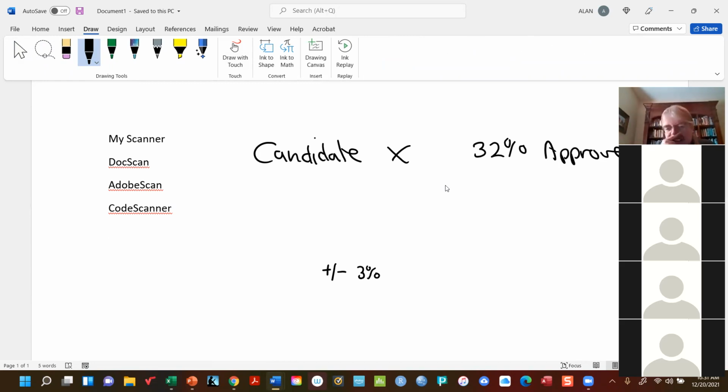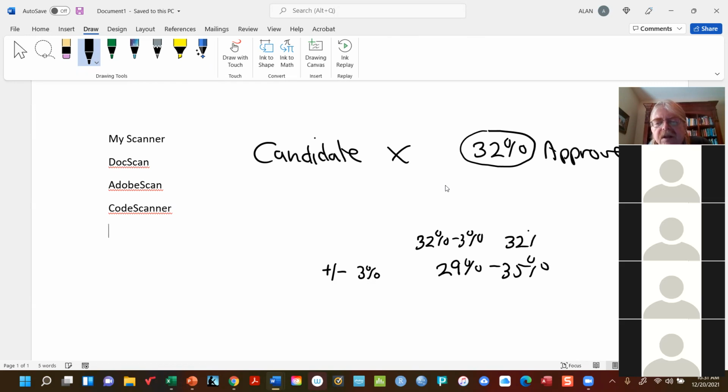Plus or minus 3%. What that means is that while the estimate is 32%, since this is only a sample, they're telling us there's a very real chance that this could actually be somewhere between 29% and 35%. In other words, this is 32% minus 3, and this is 32% plus 3.